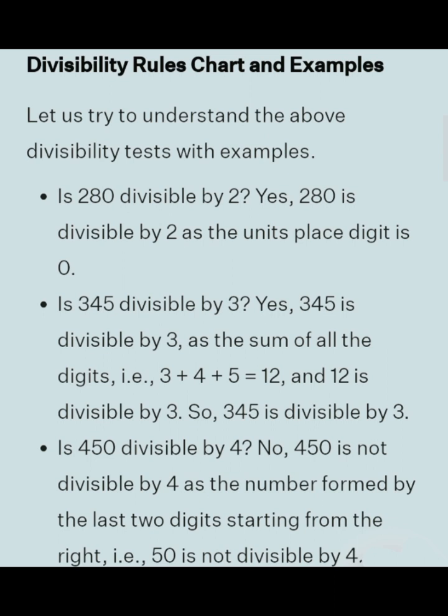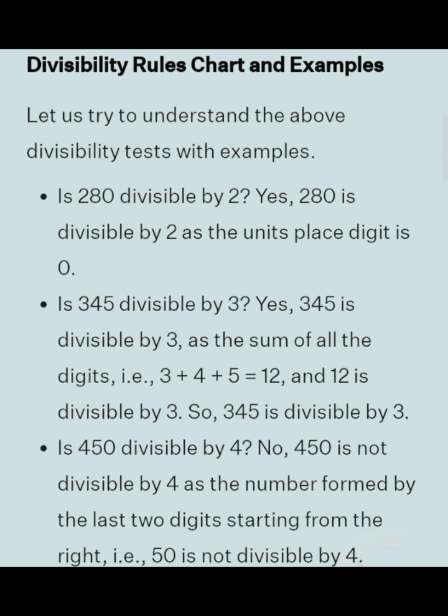Is 280 divisible by 2? Yes, 280 is divisible by 2 as the units place digit is 0. Is 345 divisible by 3? Yes, 345 is divisible by 3, as the sum of all the digits, i.e., 3 plus 4 plus 5 equals 12, and 12 is divisible by 3. So, 345 is divisible by 3.